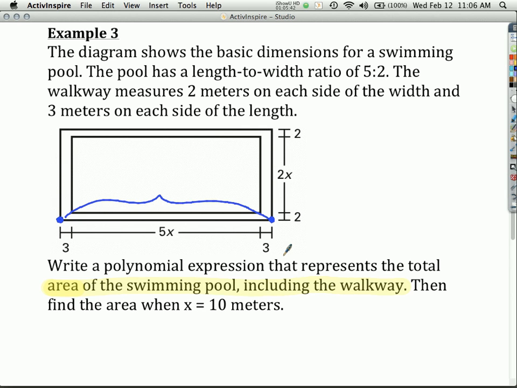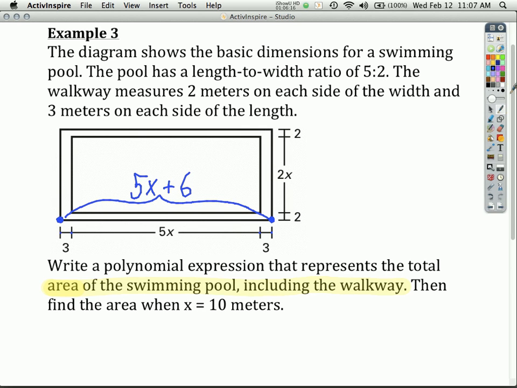Well, the total distance will be from here to here, then from here to here, and then from here to here. So what will the total distance be? Brandon? Good. Now mentally simplify that. 5x plus 6. Very good. 5x plus 6 is the base of this template.